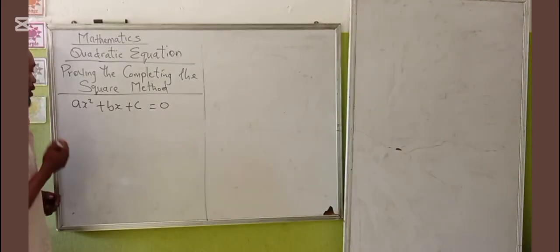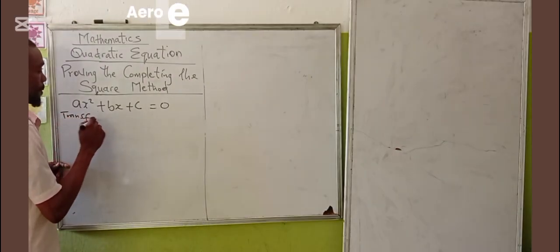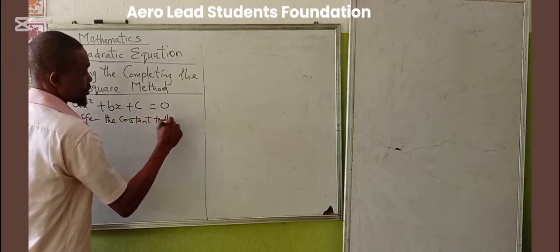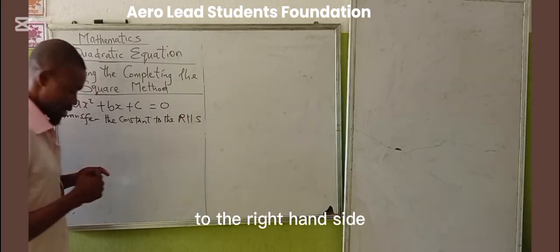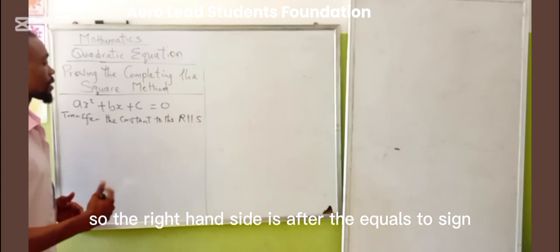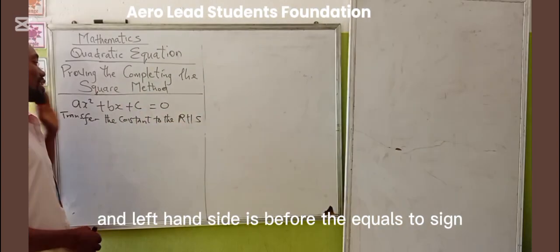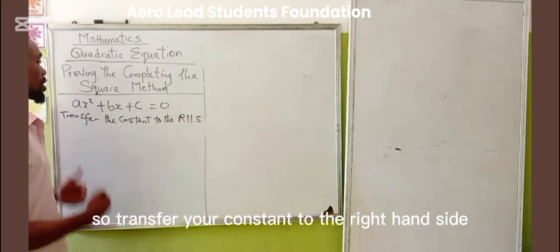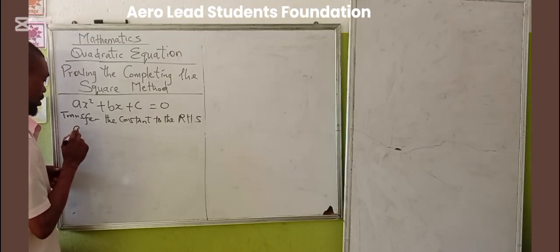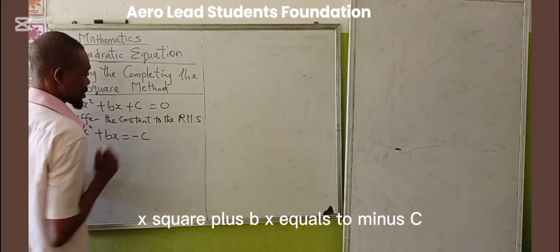Now, the first step you have to do is transfer the constant to the right hand side. Please permit me to use the abbreviation RHS, right hand side. So the right hand side is after the equals to sign, and left hand side is before the equals to sign. So transfer your constant to the right hand side. What's your constant? C. Ax squared plus bx equals to minus c.